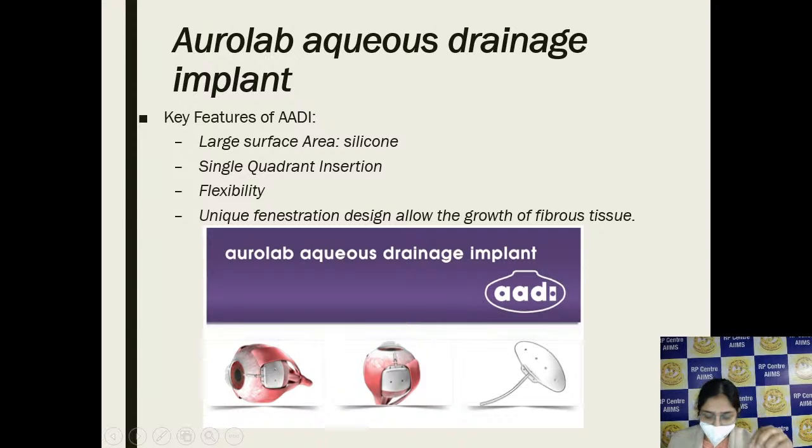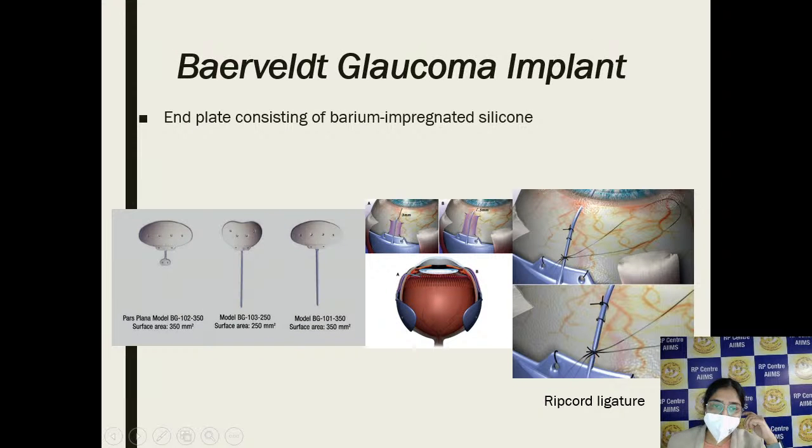The other thing which I missed: in the Baerveldt glaucoma implant, you can see these pores on the plate. These pores are to allow fibrous tissue growth inside it.